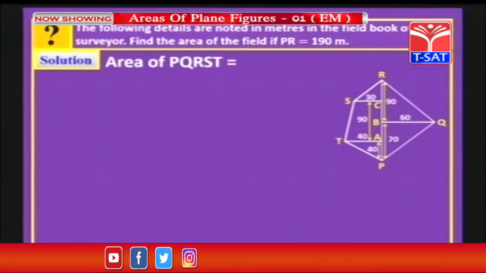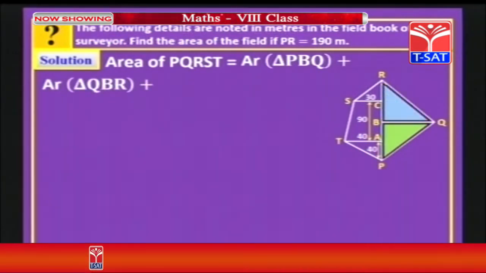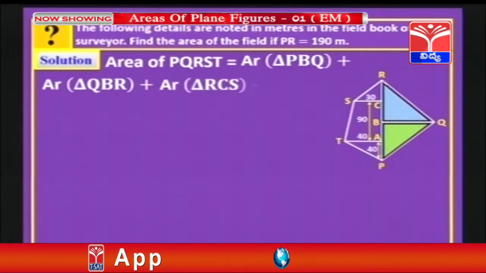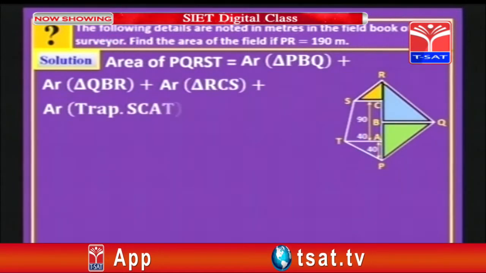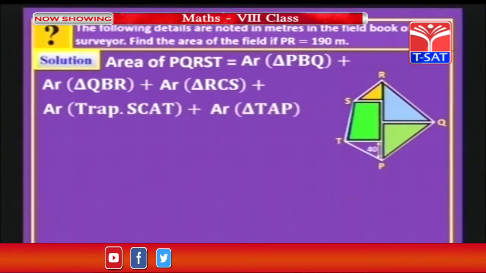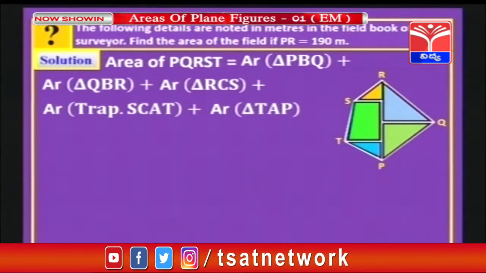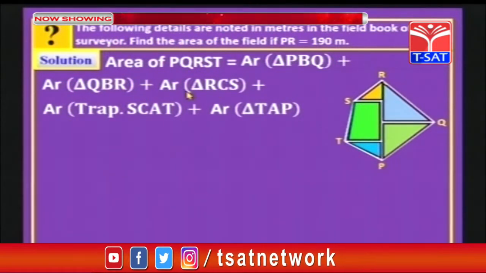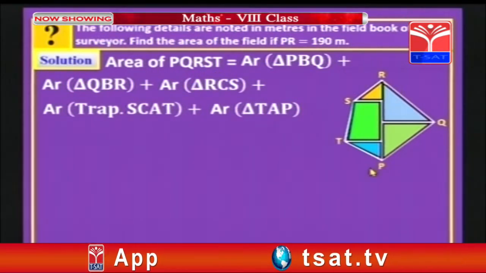Area of PQRST is area of triangle PBQ plus area of triangle QBR plus area of triangle RCS plus area of trapezium SCAT plus area of triangle TAP. We need to find the areas of all these plane figures and just add them to get the area of PQRST, that is this field, okay, children.